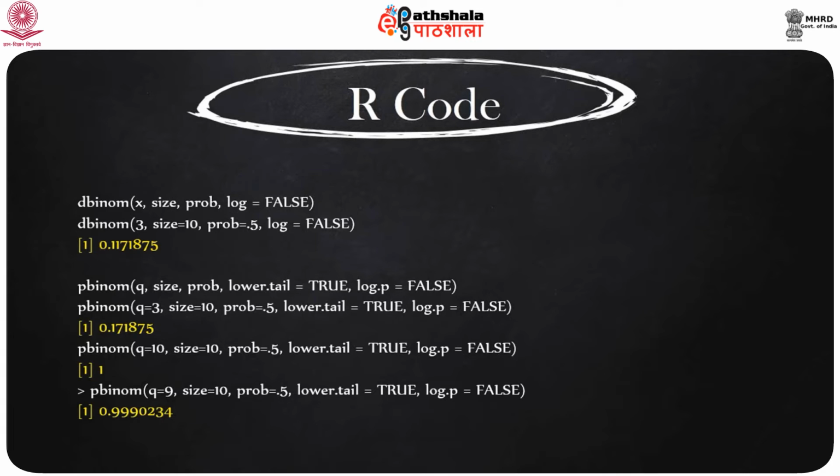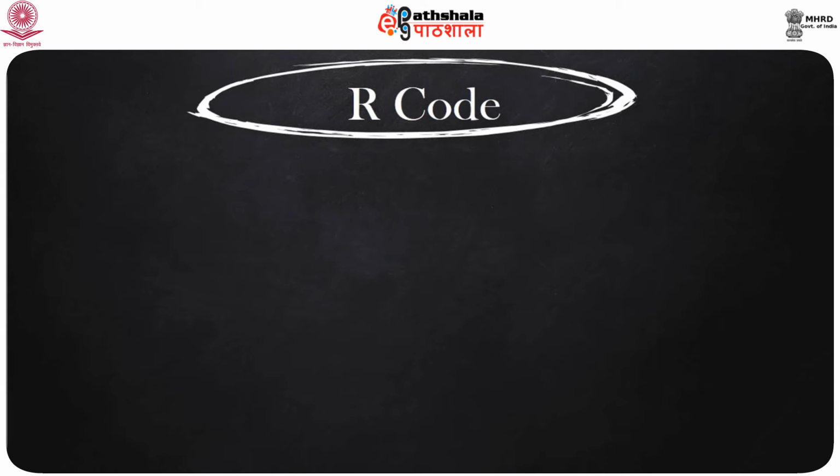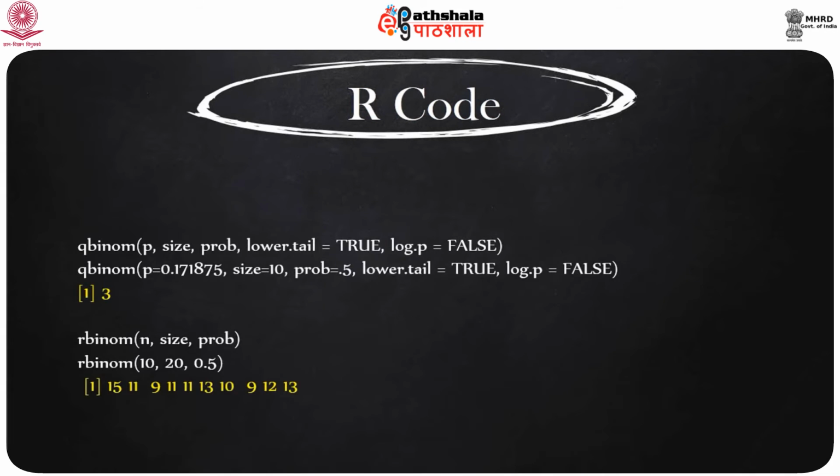So, if you put q equal to 10 or q equal to 9, then you will come up with 1 or 0.9990234 respectively, as is very much expected. Again, as we can understand, the q binom function will give us quantiles. So, as had been done previously, if we insert the previous output here and use it as input, then our output will be what we used as input previously, and what we are getting is shown in this slide.